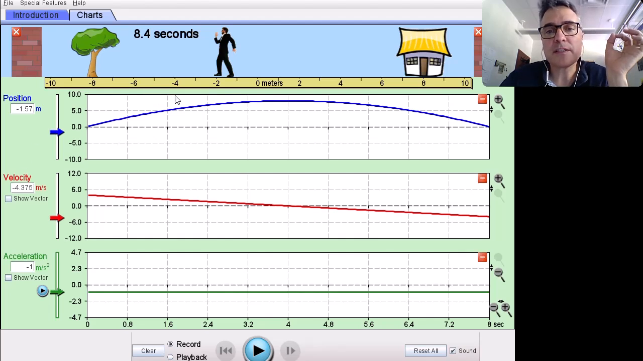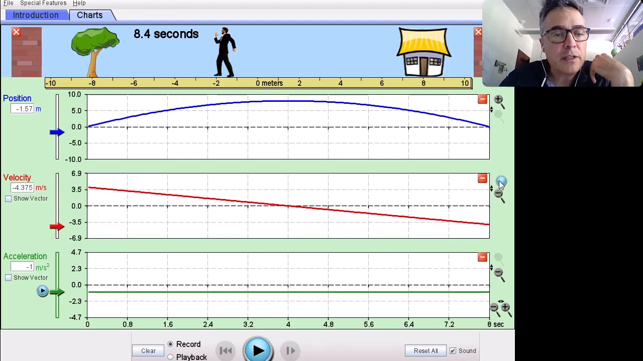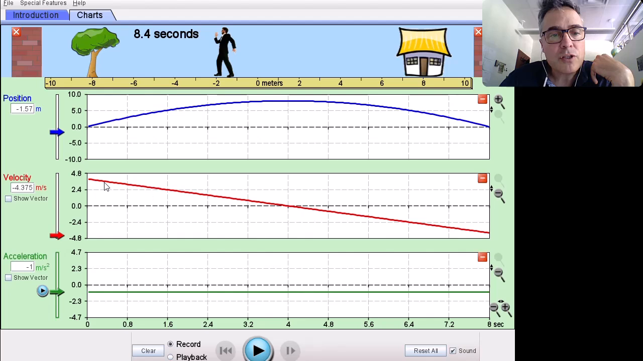So once again, this is a parabolic position versus time graph, and his velocity is a straight line with a negative slope. You can sort of see here. It starts off with a positive velocity, goes through 0, then it's a negative velocity as he's moving to the left. So he's slowing down, then he stops, and then he's speeding up.